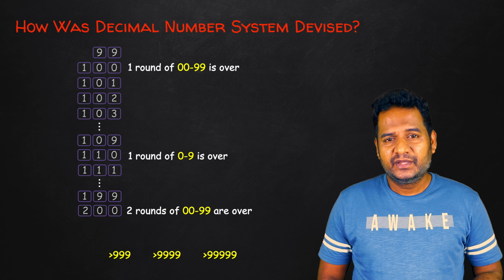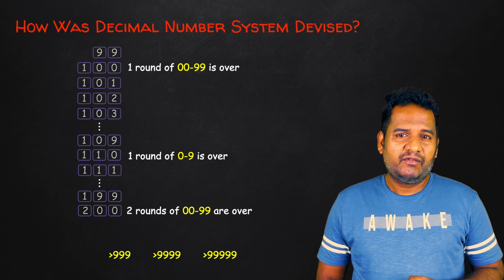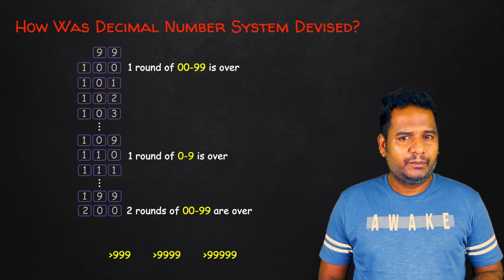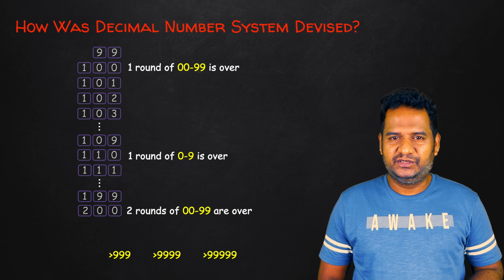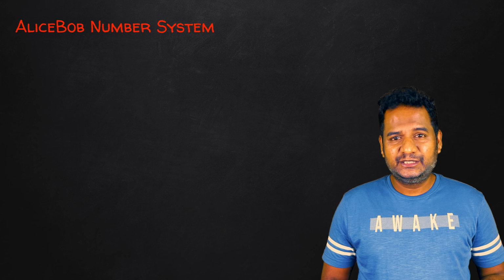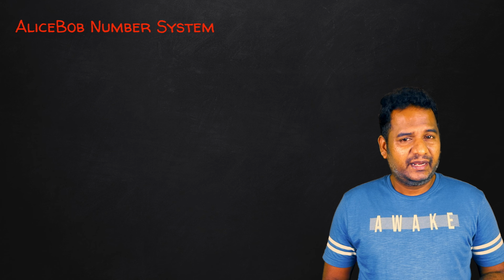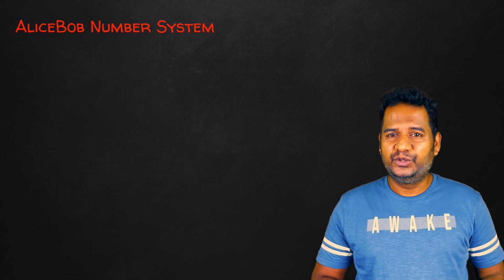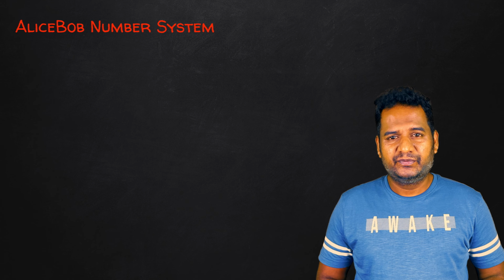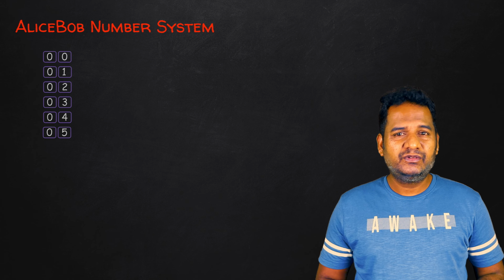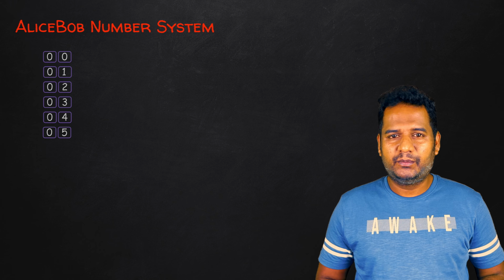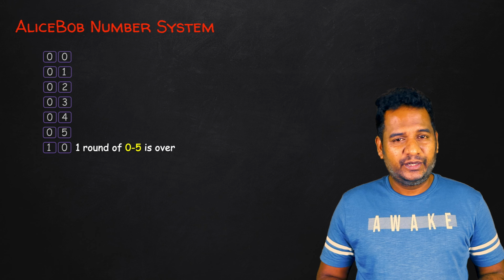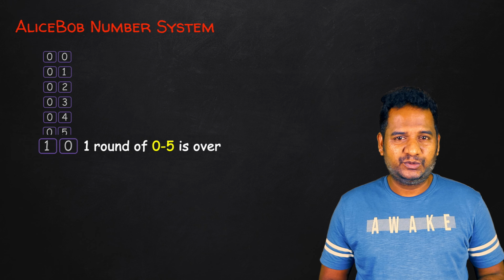99999 and so on. So by this time, you should have understood how the decimal number system was developed. If not, please rewatch the last few minutes of this video. Let's develop the Alice-Bob number system. For any number system, we can follow the same round concept that we used to devise the decimal system. For example, we would have the following numbers in the Alice-Bob number system: 0 to 5, then 10 to denote that one round of 0 to 5 is over.